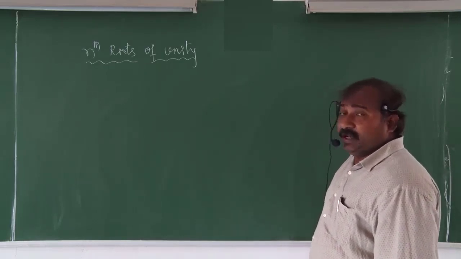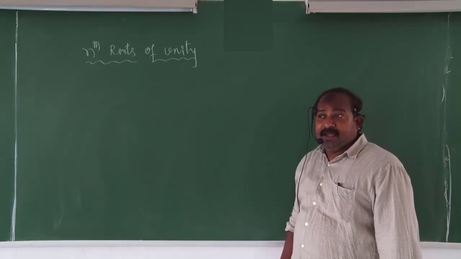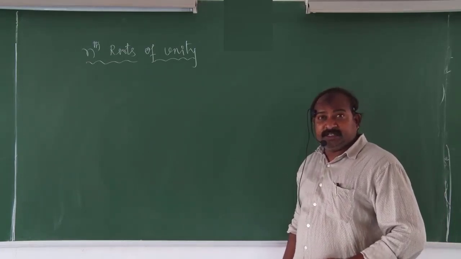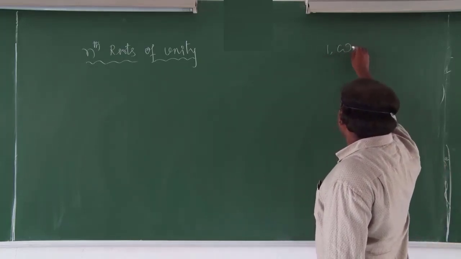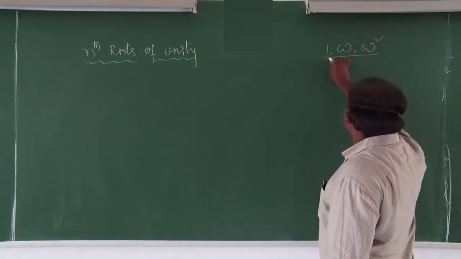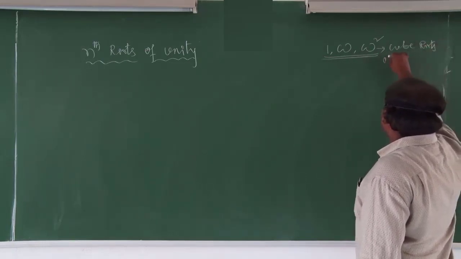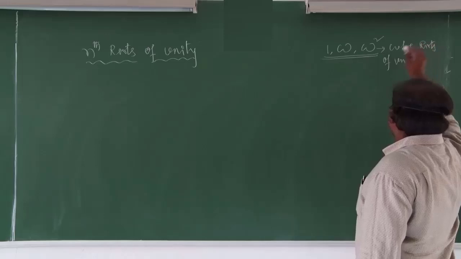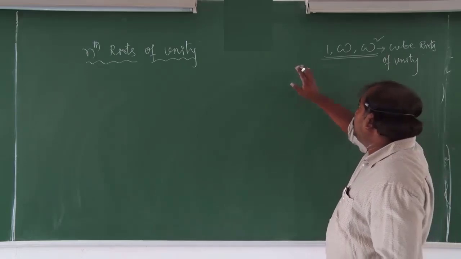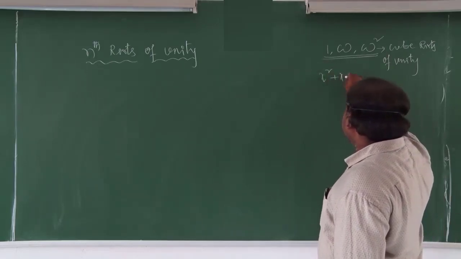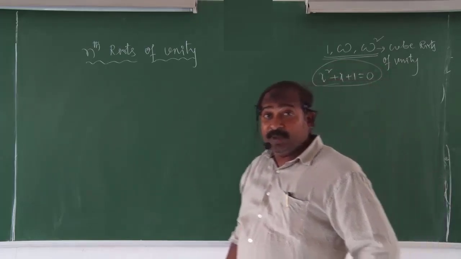Generally, a number of times we have given cube roots of unity, fourth roots of unity. Even in quadratic expressions and theory of equations we have given cube roots of unity. What are the cube roots of unity? I have given 1, omega, omega square. These are known as the cube roots of unity. And when I was discussing this bit, I gave x square plus x plus 1 equal to 0. For this, the roots are omega and omega square.